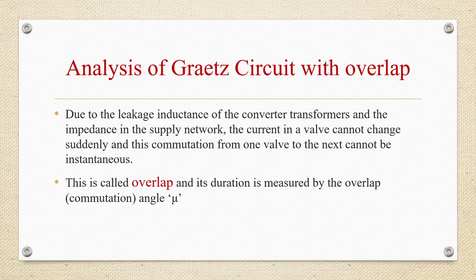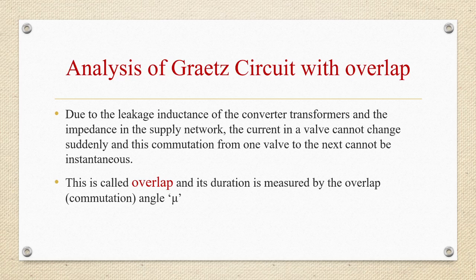We have assumed that only one valve in a commutation group of a bridge will conduct. In other words, current transfers instantaneously from one valve to the next valve when the latter is fired. But due to the leakage inductance of the converter transformer and the impedance in the supply network, current in a valve cannot change suddenly, and thus commutation from one valve to the next valve cannot be instantaneous.